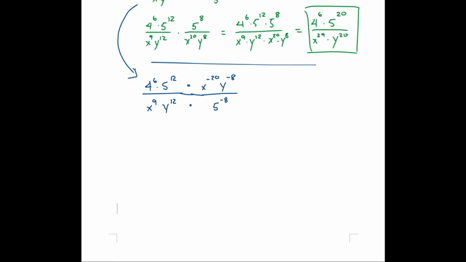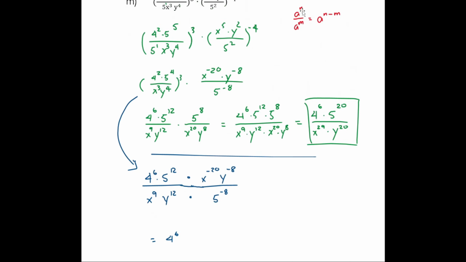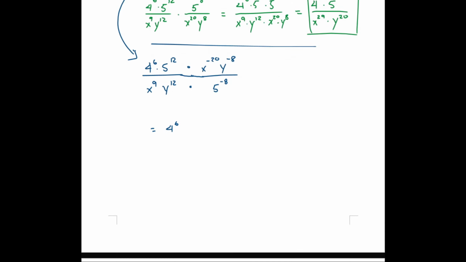So what do we notice here? We have 4 to the 6, right? Here we've got 5 to the 12. In the denominator, you have 5 to the minus 8. So we have a base on top and the same base at the bottom. We subtract the exponents, right? We take the exponent in the numerator minus the exponent in the denominator. So the exponent in the numerator was 12. The exponent in the denominator is minus 8. Okay, let's keep going. We've got x to the minus 20.